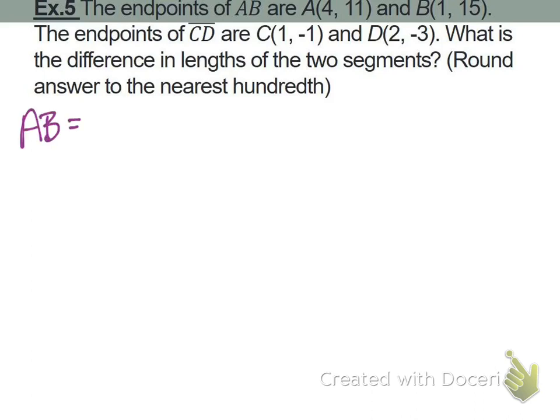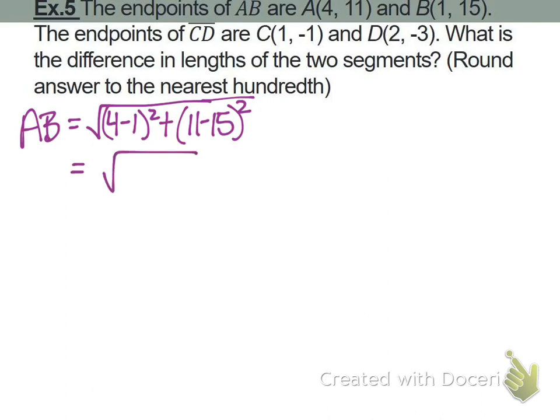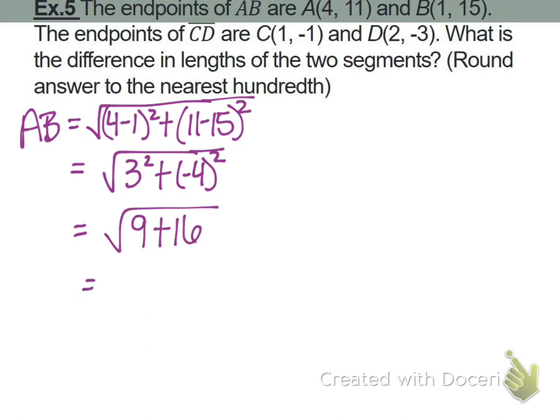All right, so for the distance of AB, we have 4 minus 1 squared plus 11 minus 15 squared. That leaves us with 3 squared plus negative 4 squared. So we have 9 plus 16. That's the square root of 25. So AB has a distance of 5.